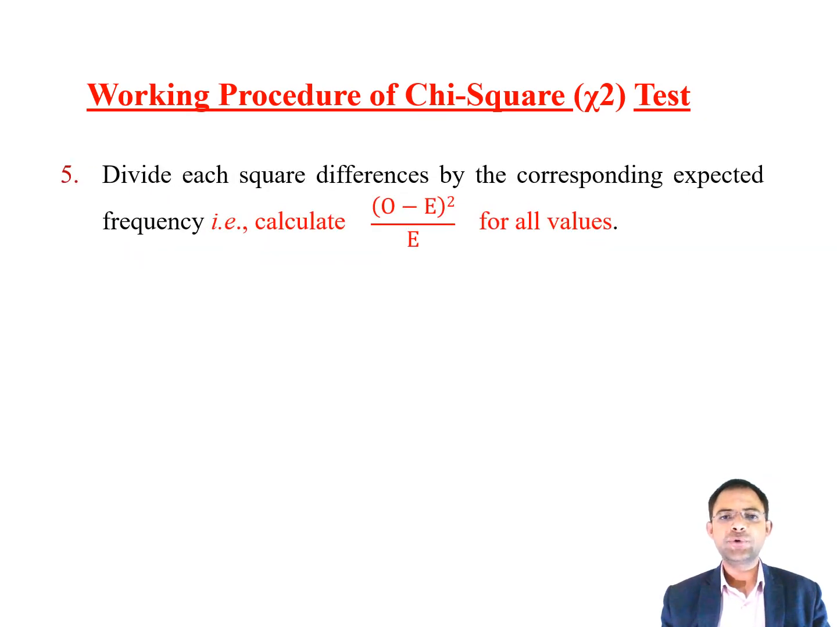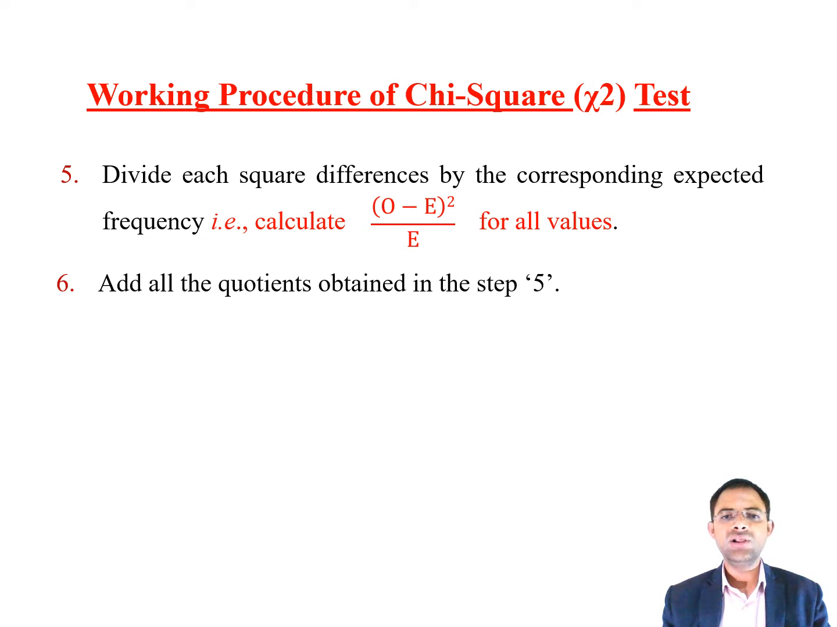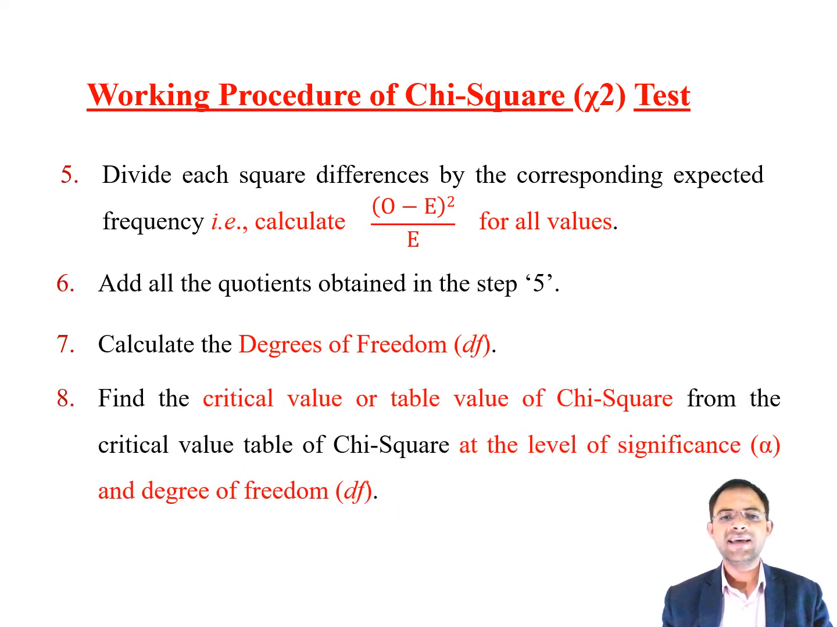Then we have to divide each squared difference by the corresponding expected frequency, that is, calculate the square of O minus E divided by E for all the given values. In the next step, we add all the quotients obtained in step 5. In the next step, we calculate the degrees of freedom, and in the next step, we find the critical value or the table value of chi-square from the critical value table of chi-square at the level of significance alpha and the degrees of freedom.